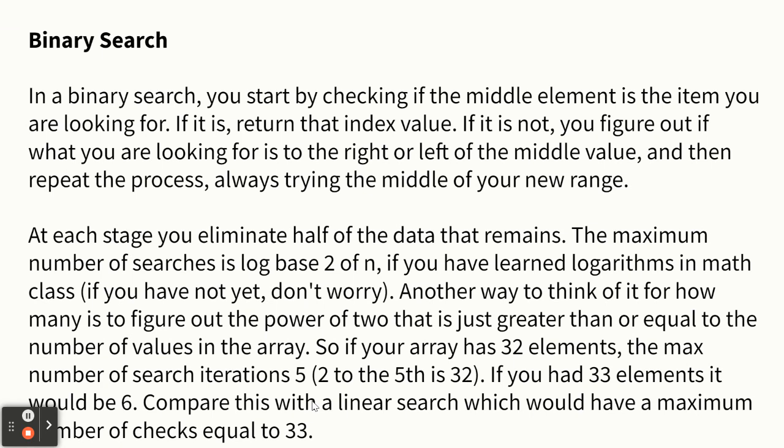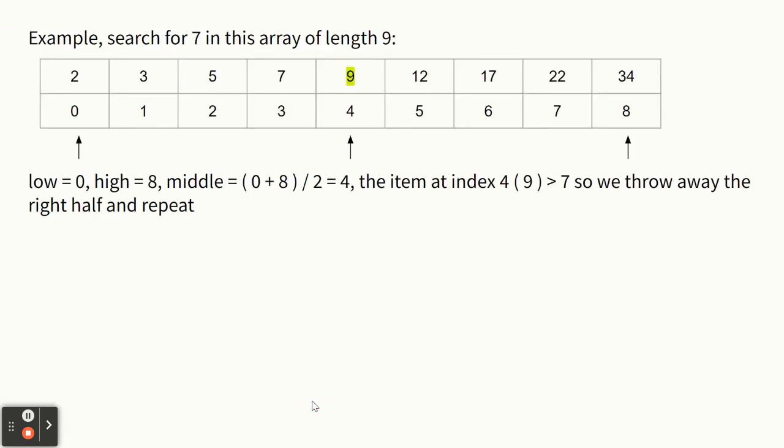And here's an example. So we're going to look in this array for the number 7. It would help you to definitely pay attention. You're going to have to code this at some point. You want a low value and a high value. Low index and high index.